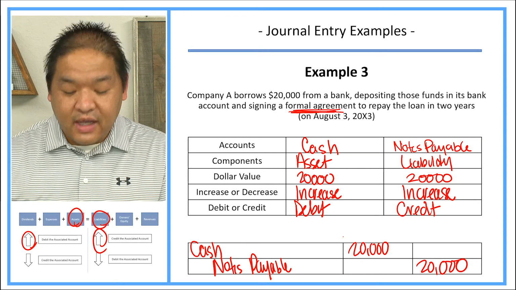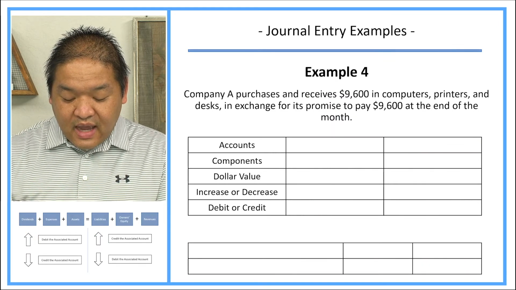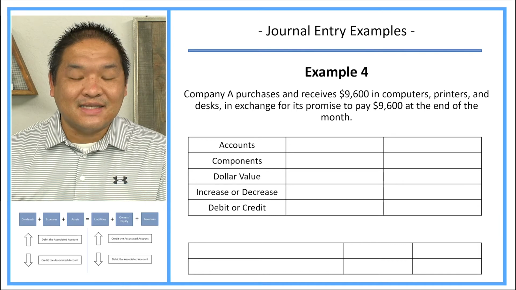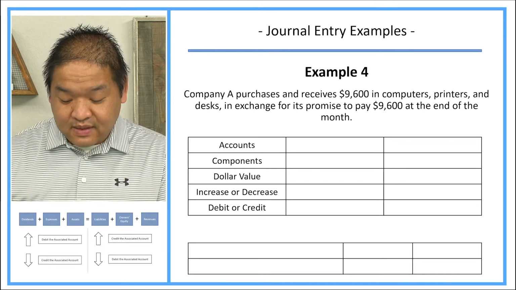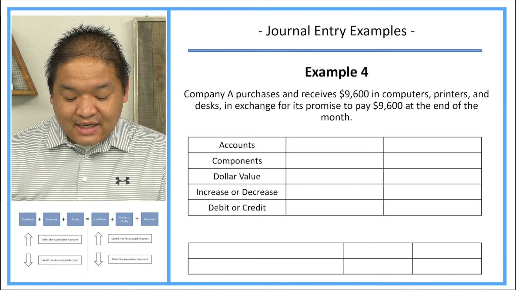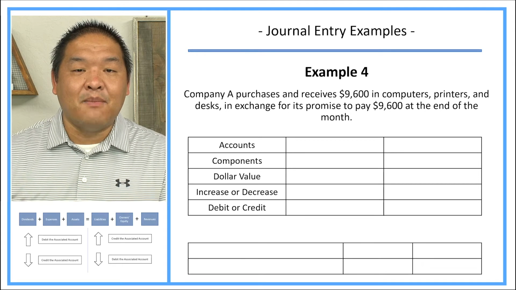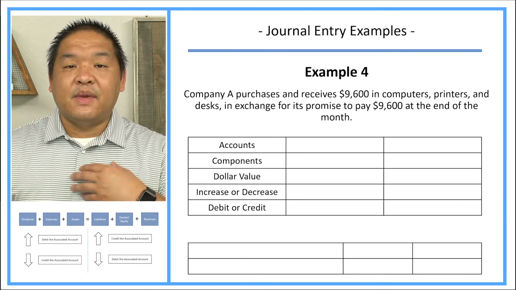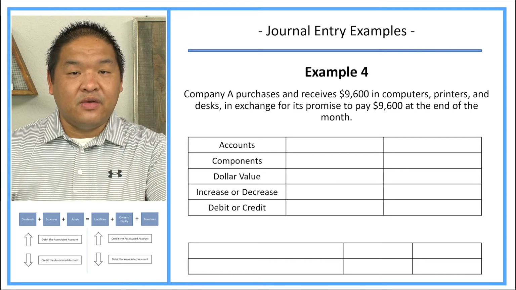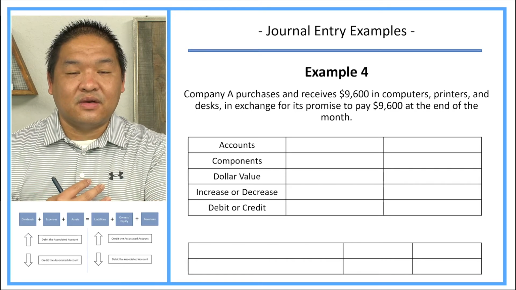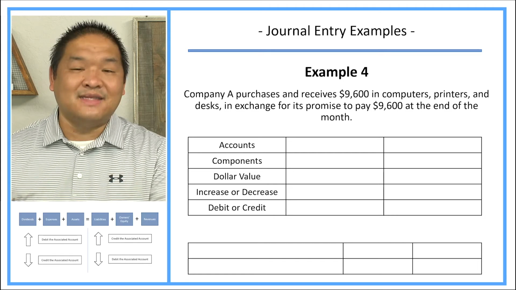All right, moving to example 4 here. Company A purchases and receives $9,600 in computer, printers, and desks in exchange for a promise to pay $9,600 at the end of the month. So what's happening here? I'm going to give this promise to pay, like an IOU, and I'm getting $9,600 of this computer, printer, and desks.